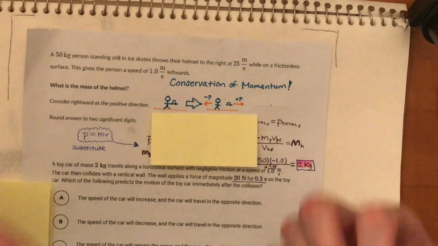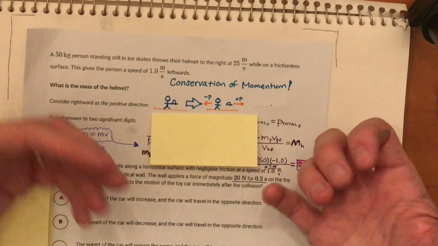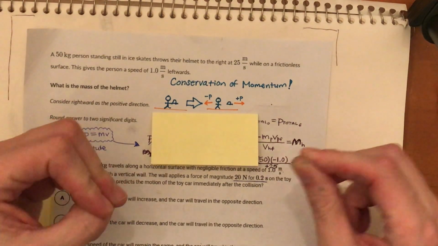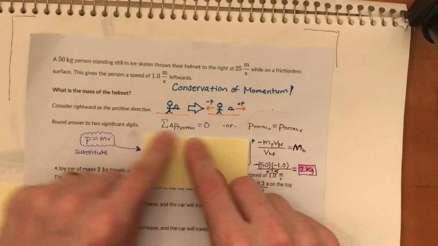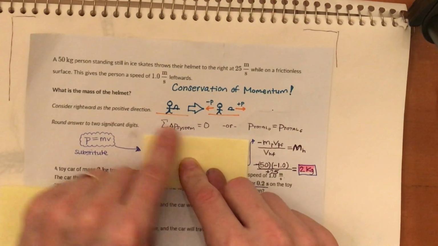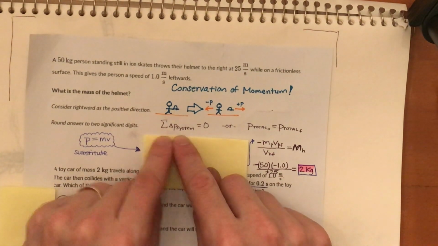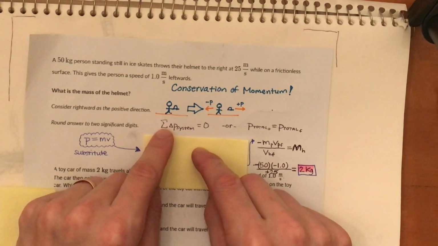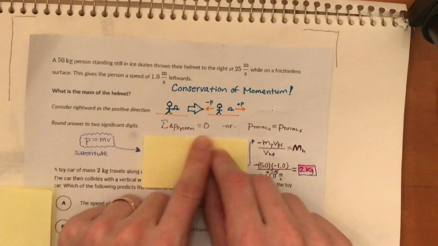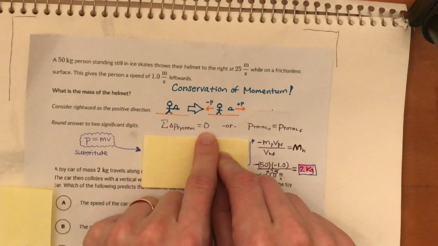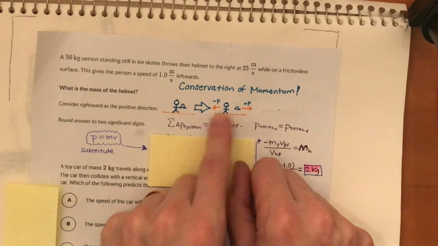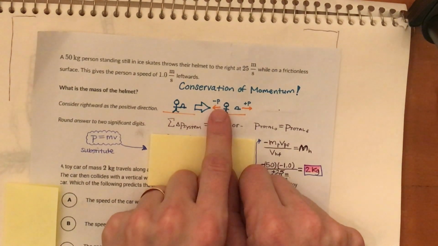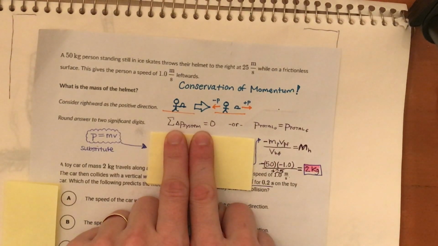Conservation of momentum says that in any type of collision or interaction in a closed system, the change in momentum of the system is zero. So if we add up all the momentums of all the objects in the system before something happens, and we add up all the momentums of the objects after something has happened, the total change in momentum of the system needs to be zero. So in other words, if this helmet gains positive momentum, the person will have to gain an equal but opposite, or negative, momentum. So this is a way of representing this.